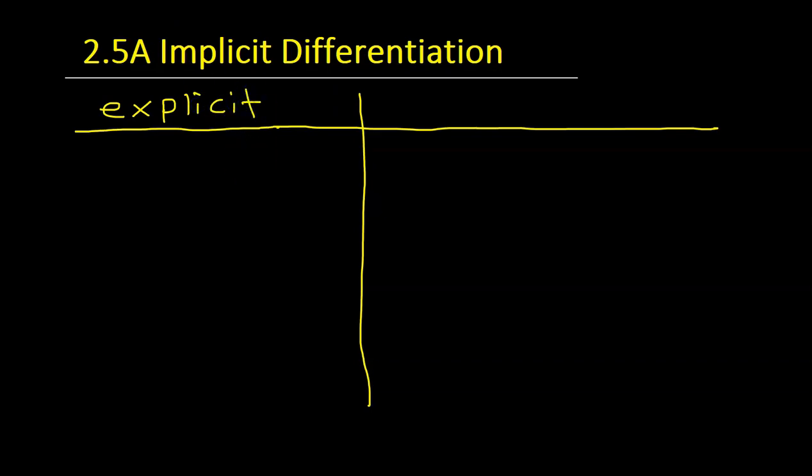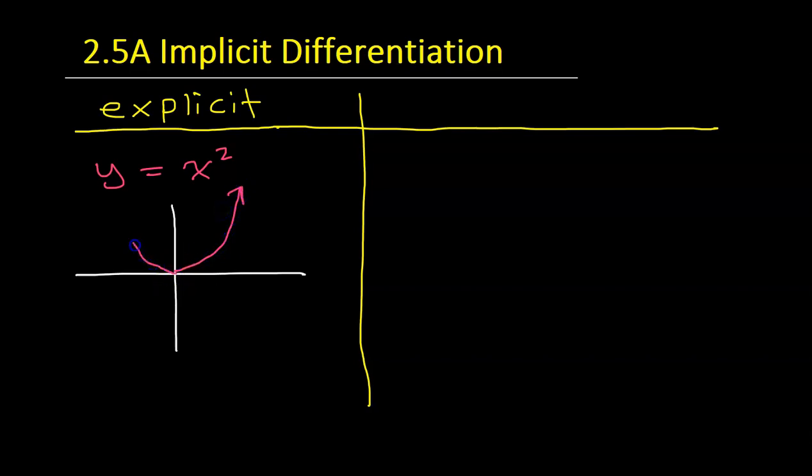An explicit function might look something like this: y equals x squared. Notice that we have y all by itself on one side of the equation. And then we can graph it very easily. And this one in particular we know to be a parabola like this. And now we have learned to differentiate equations like this. So we could say y prime will equal 2x because of the power rule.